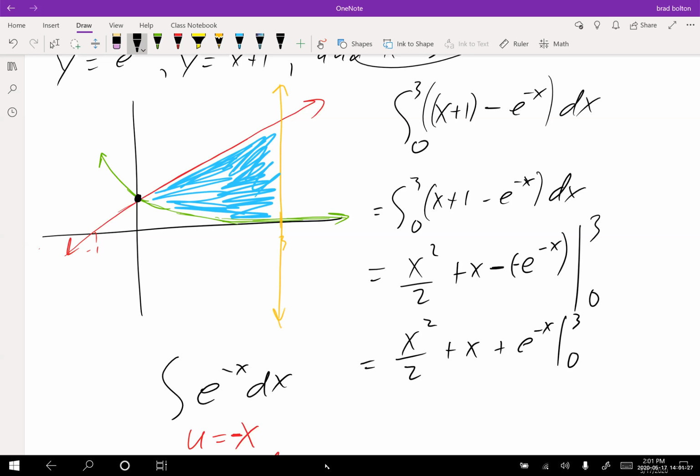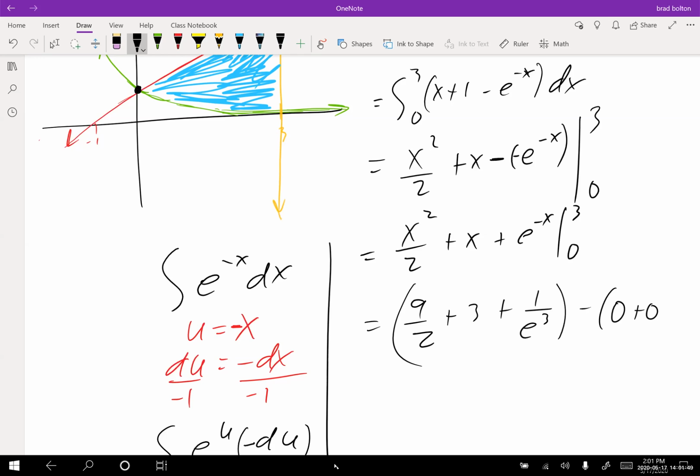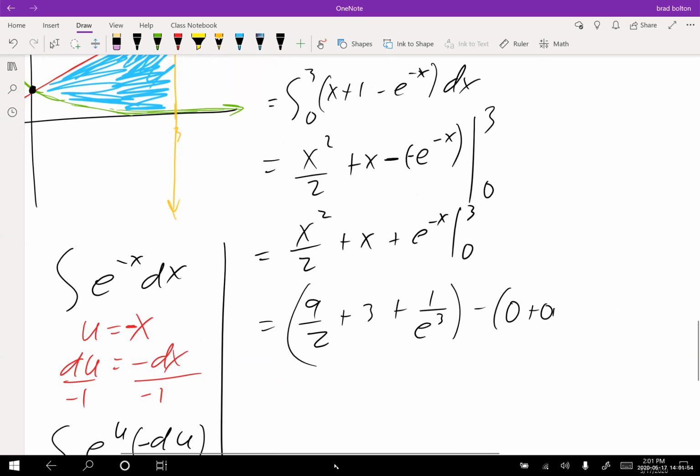So we should end up with, let's see here. This would be 9 over 2 plus 3 plus 1 over e cubed, right? If I do it to the negative 3 power, okay? And then this will be minus 0 plus 0, but now this will become e to the 0, oops, plus e to the 0, which is actually 1, right? So let's see, we have 9 halves plus 3 plus 1 over e cubed minus 1. Okay, so let's do this on our calculator.